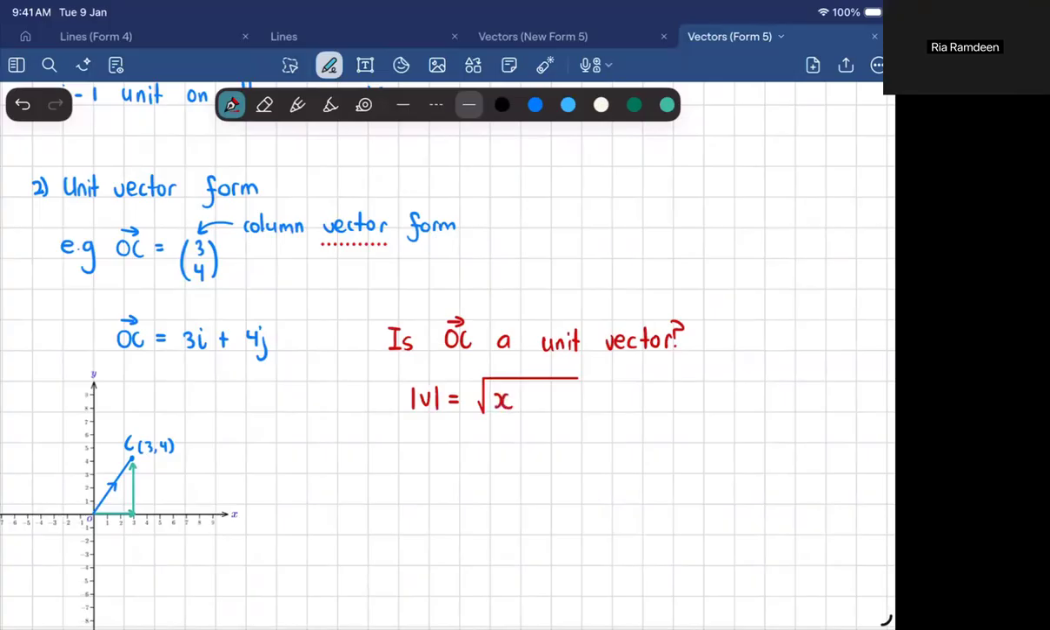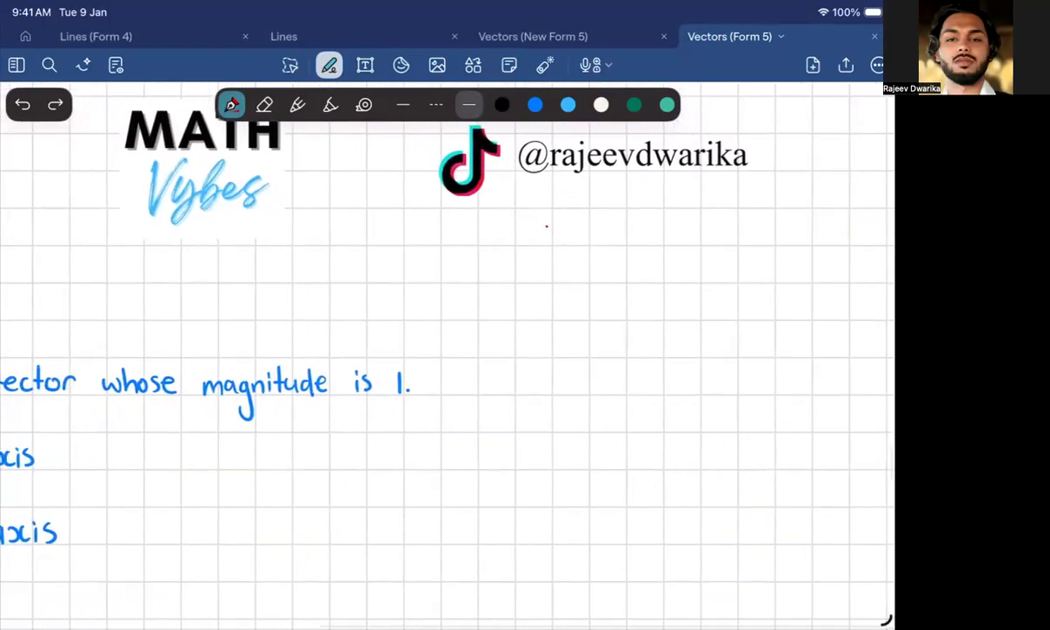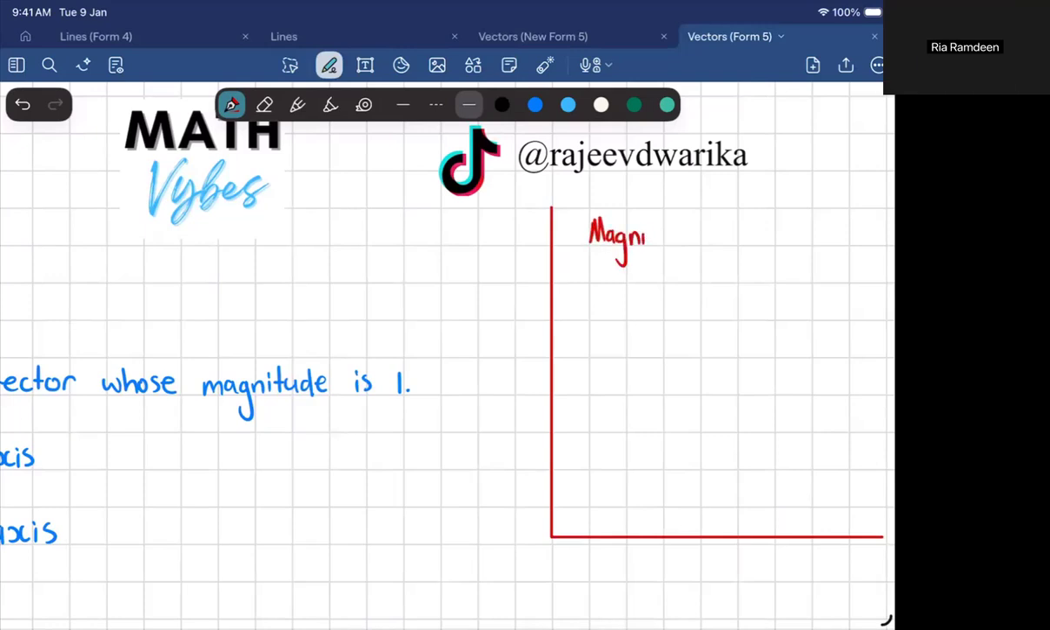So I forgot. It had two formulas you need to remember. I'll put them down over here. The two formulas you need to remember. Magnitude is simply the square root of x squared plus y squared, right?